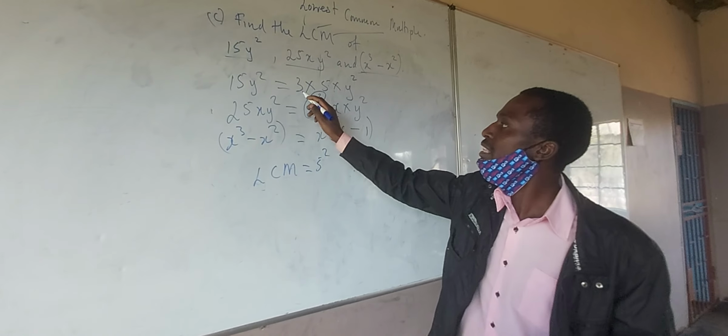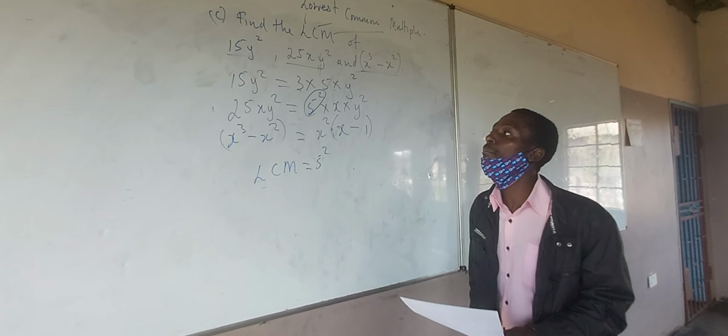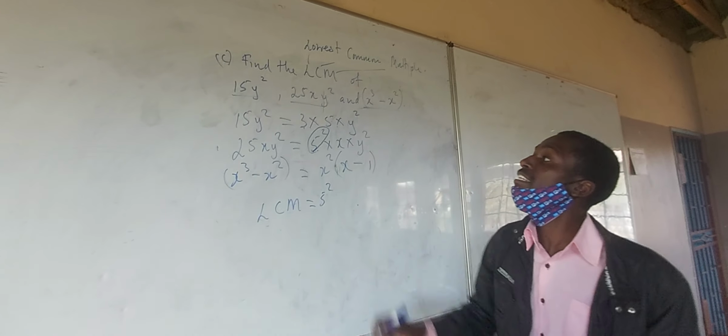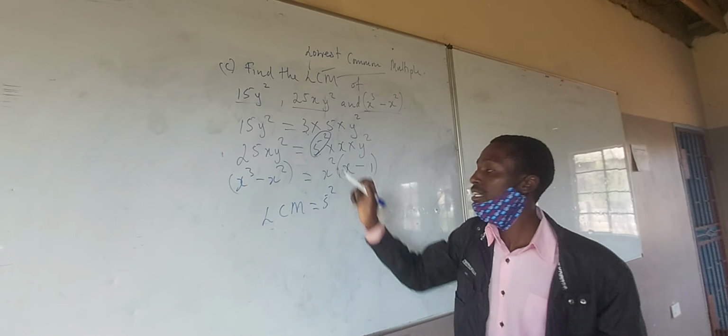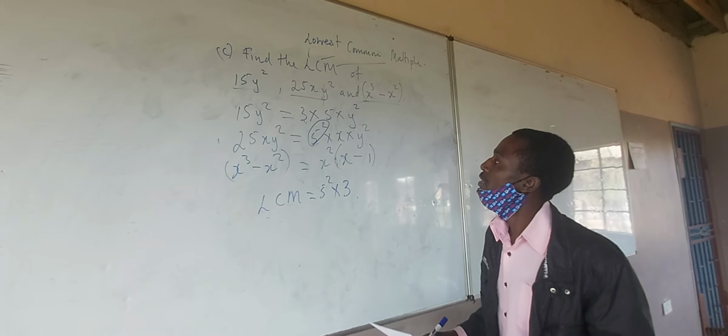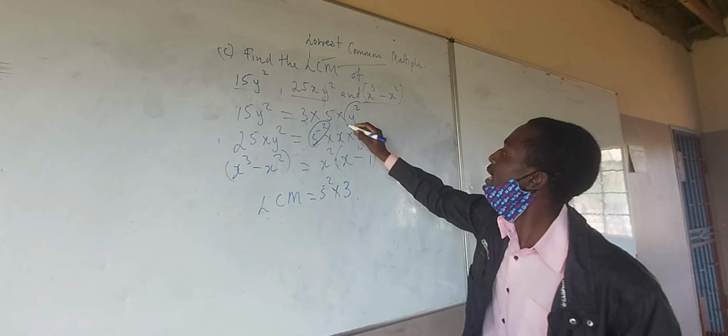Right, here we've got 3. 3 is a standalone number, but 3 should also get into that factor. So we have to consider it, multiplied by 3. Right, we've got y squared.